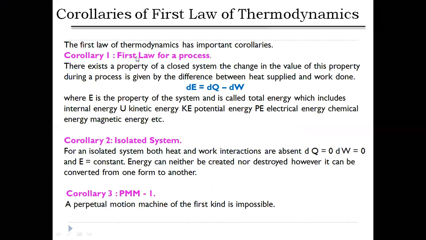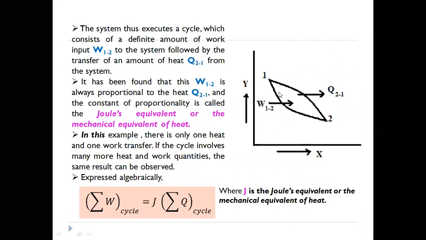The first corollary is the first law applied to a process. Until now, we have discussed only the first law applied to a cycle. What happens if the first law is applied to a process? For example, take the process 1 to 2. At state 1 there is a lot of work transfer. When it goes from state 1 to state 2, the energy is converted into work. So all the work energy that is given as input cannot reach state 2.